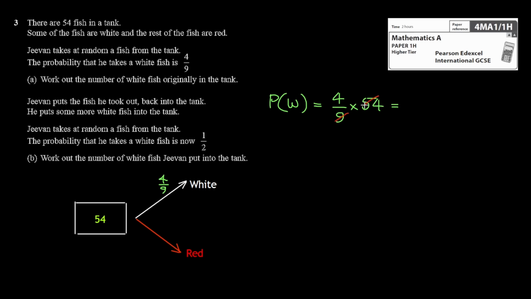And the 9 and the 54 cancel out to leave 6. 4 times 6, 24. And that's your first answer. Okay, let's have a look at part B.